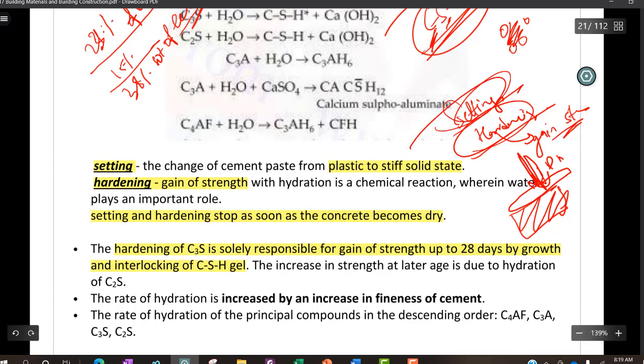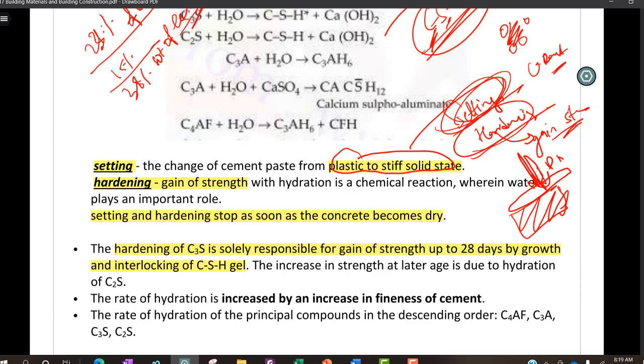What is this setting? Setting means just conversion of cement paste from plastic to stiff solid state. See, cement paste कैसा रहेगा? Obviously it will be in a plastic state, right? It will be in a flowing state, cement paste. But with respect to time, what is happening? It is solidifying into semi solid and to stiff solid state. Agreed or not? So that phase of conversion from plastic to stiff solid state, I am calling it as setting.